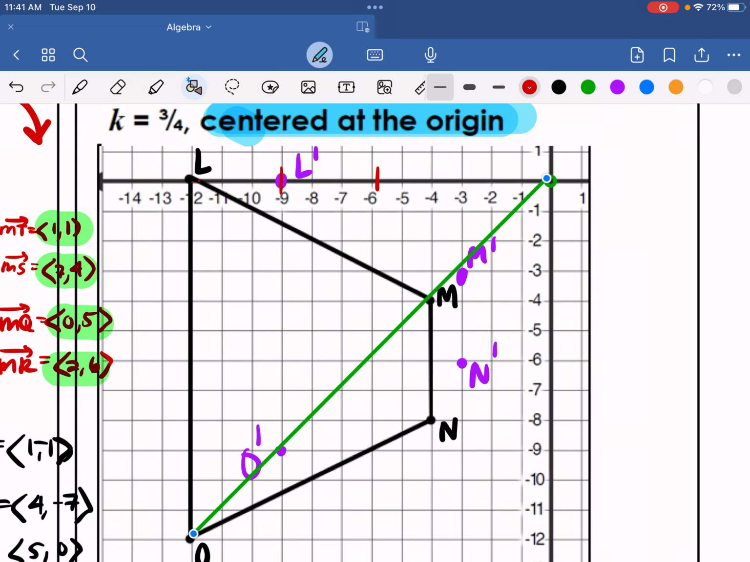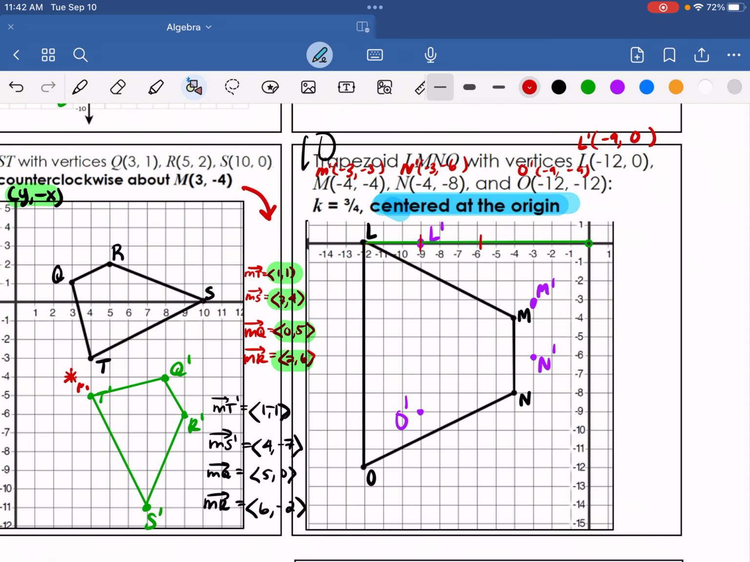For M, it was here, now it got pulled back. For N, it was here, now it got pulled back. Okay, the vectors are the ones that are shortening by 1/3. Or 1/4, I mean. All right, last two.